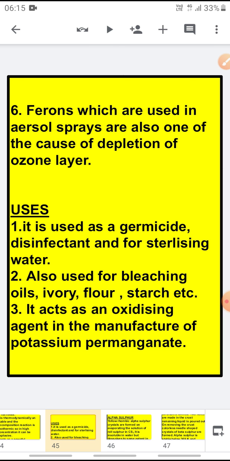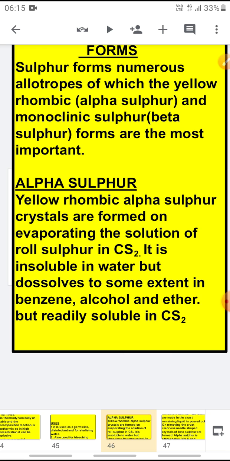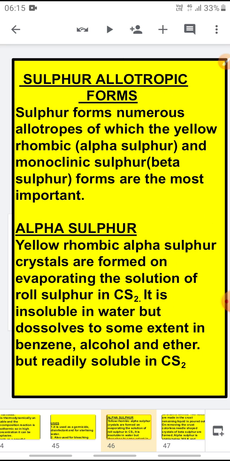Next, I am starting with the sulfur allotropic forms, the allotropic forms of sulfur. Children, as such, sulfur forms numerous allotropes.